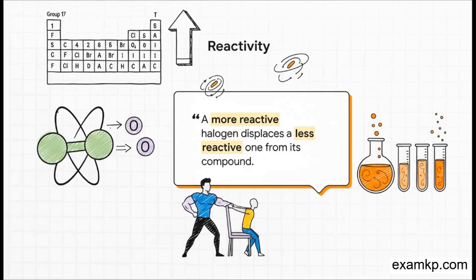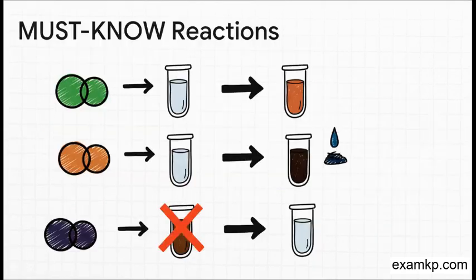These are the 3 displacement reactions you absolutely must know. If you bubble chlorine gas through potassium bromide solution, the stronger chlorine kicks out the bromine and the solution turns reddish-brown. Same thing happens with potassium iodide. Chlorine displaces the iodine, and if you add a little starch, you get that famous deep blue-black color which confirms iodine is present. And of course, bromine is strong enough to displace iodine.